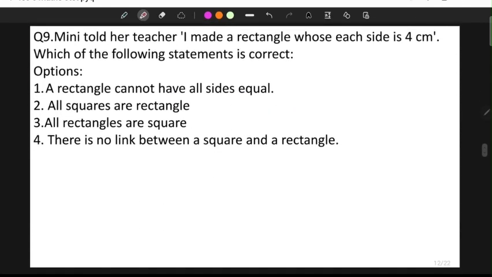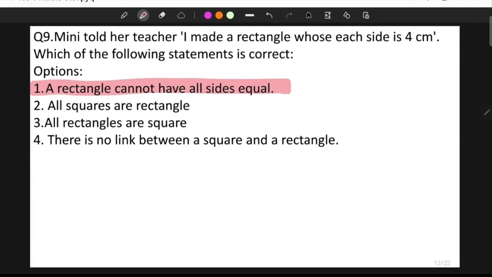Minnie told her teacher, I made a rectangle whose each side is 4 centimeter. Which of the following statements is correct? Let us see the statement. A rectangle cannot have equal sides. Okay, this is not a correct statement, because a rectangle can have all sides equal.